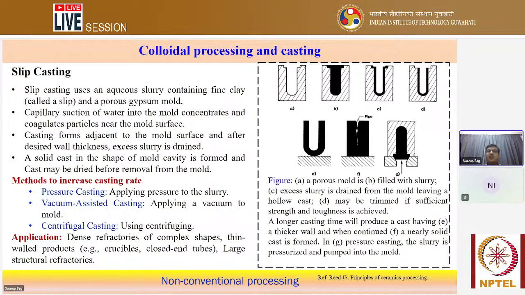Of course, there are lots of applications for this particular process, the slip casting process. We can use it for dense refractories of very complex shape, and very thin wall products. We can even produce large structural refractories using this slip casting process.